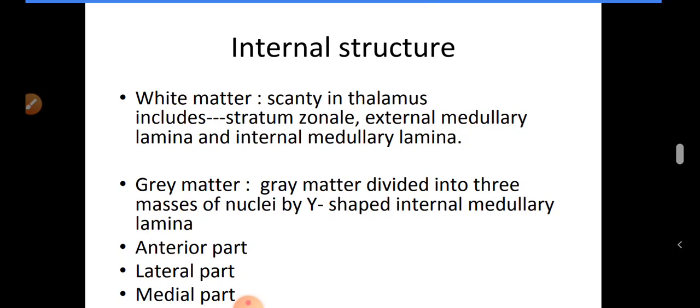And in the white matter we also have the internal medullary lamina. It is a Y-shaped sheet of white matter placed vertically in the grey matter of thalamus. It consists mainly of internuclear thalamic connections. With the help of this Y-shaped internal medullary lamina, you can divide thalamus into an anterior part, lateral part and medial part.